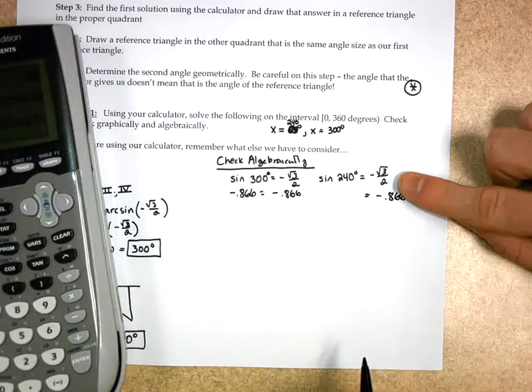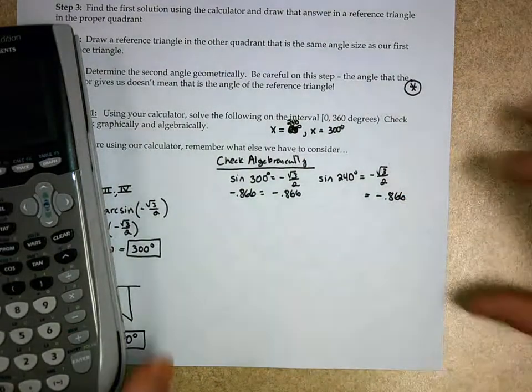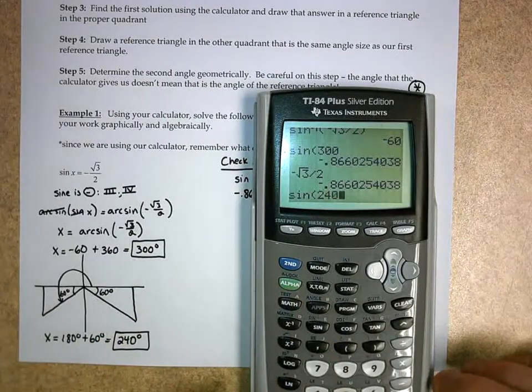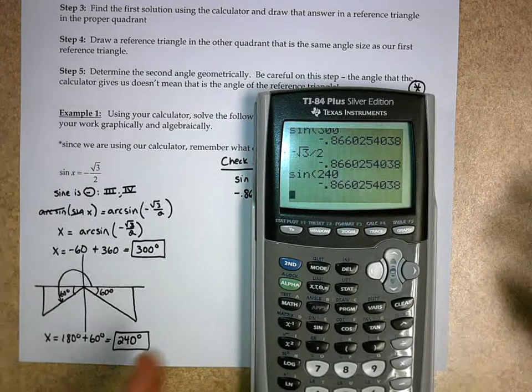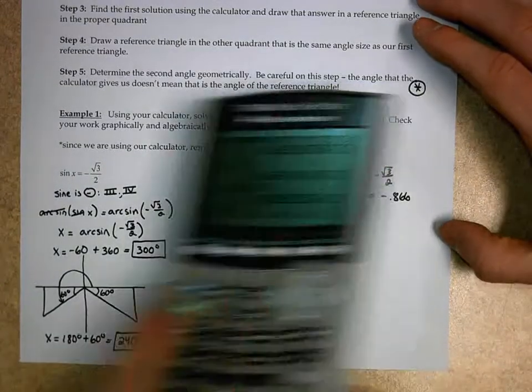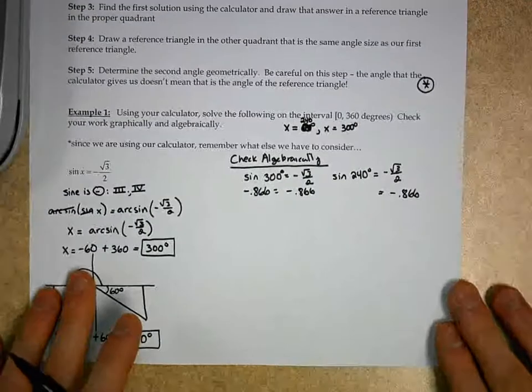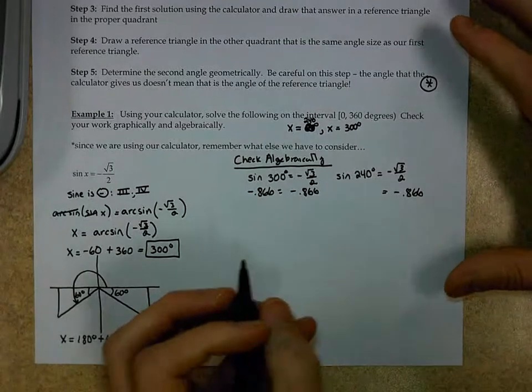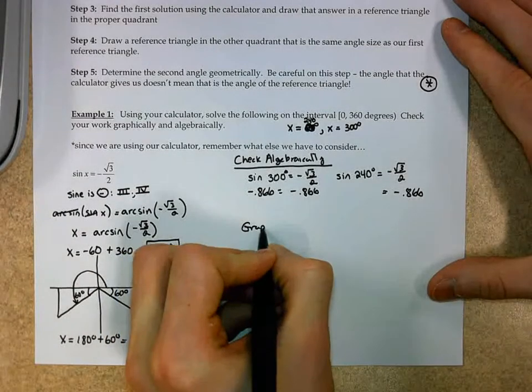So then the other question is, if we know negative square root of 3 over 2 is equal to negative 0.866, does the sine of 240 equal that? And sure enough, the sine of 240 equals that. So checking algebraically is good. The last thing that we have is we are going to check graphically.